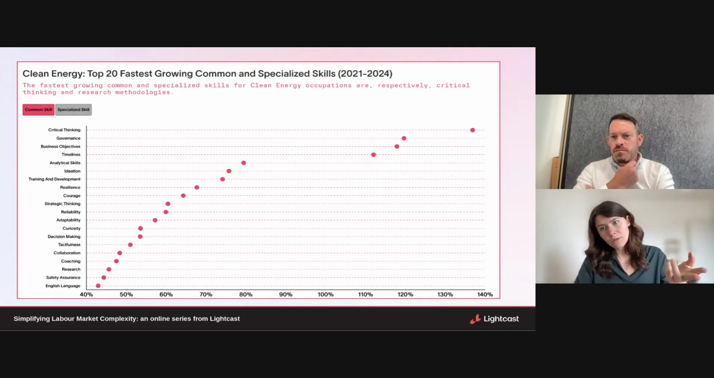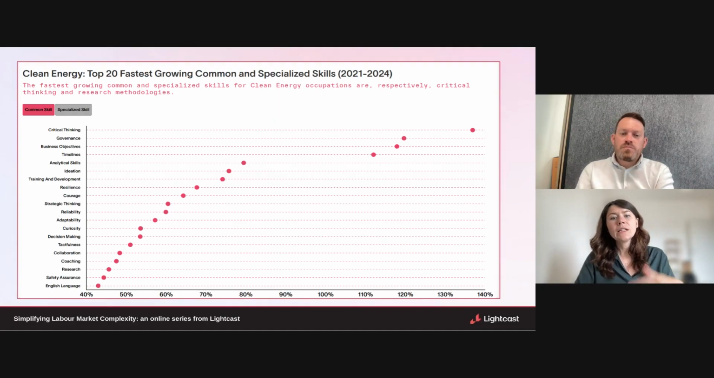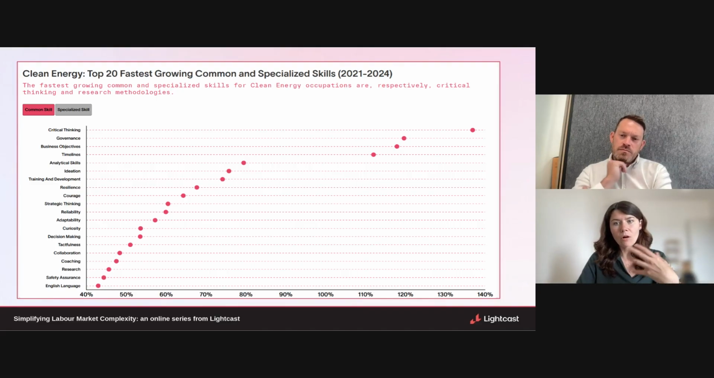You can toggle on the website and see the specialized skills, but the point is again to make informed decisions about the type of skills training that is needed for meeting the demand of the clean energy sector going forward.